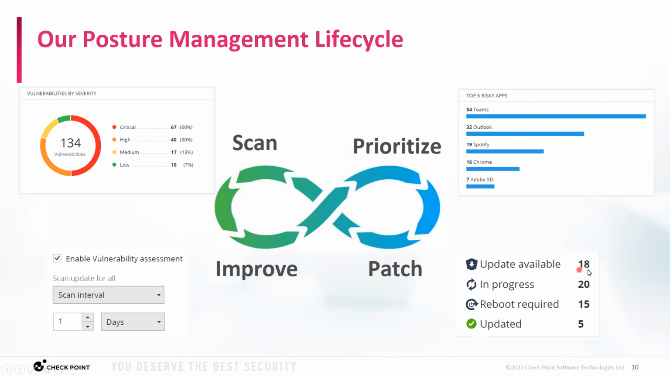The update available 18, in progress currently 20, reboot required for 15, and updated already 5. Also, it will show you the failed patches, so you can reapply them either one more time through the system or manually, whatever. And you can configure the check schedule in the way you want. Check every 24 hours, every week, every month, depending on the nature of these computers. Are they mobile computers? They go outside, then come back and moving all the time, or these are desktops, or these are servers, depends.